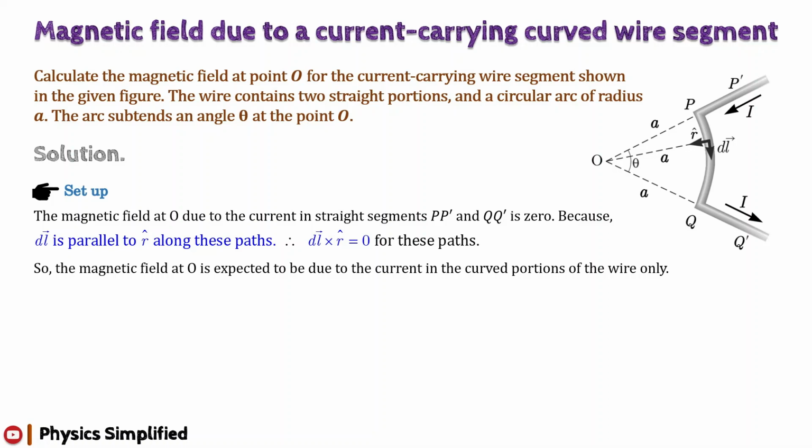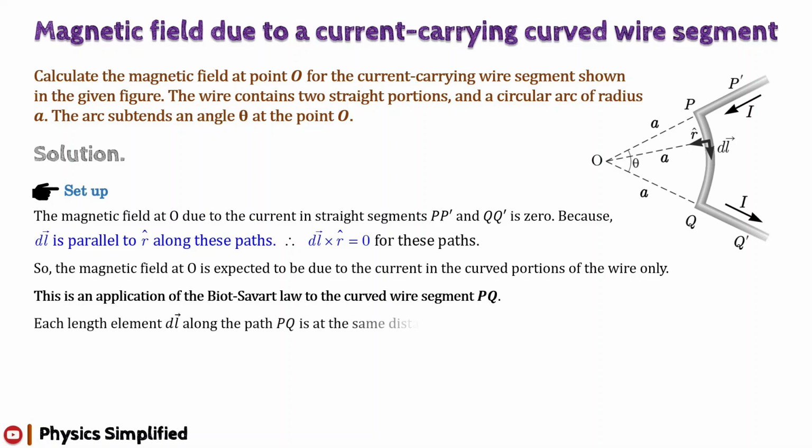So, we need to apply the Biot-Savart law to calculate the magnetic field at point O due to the flow of current through the curved portion, that is, PQ, of the wire. Before progressing further, let us note down some important information related to the curved segment of the wire. As is evident from the figure, distance of each of the vector length element, dl, along the curved path PQ, is the same, and is equal to A.